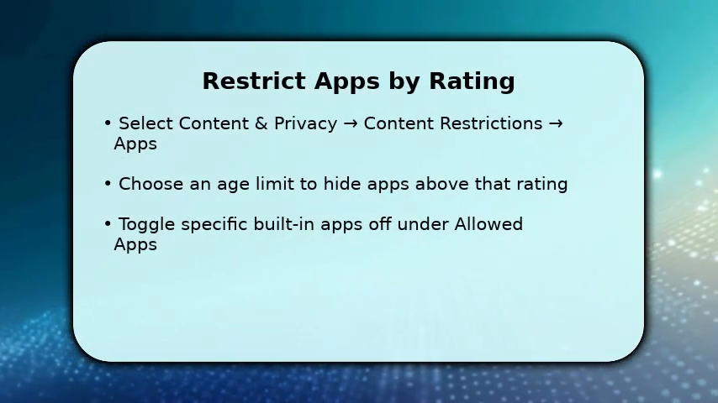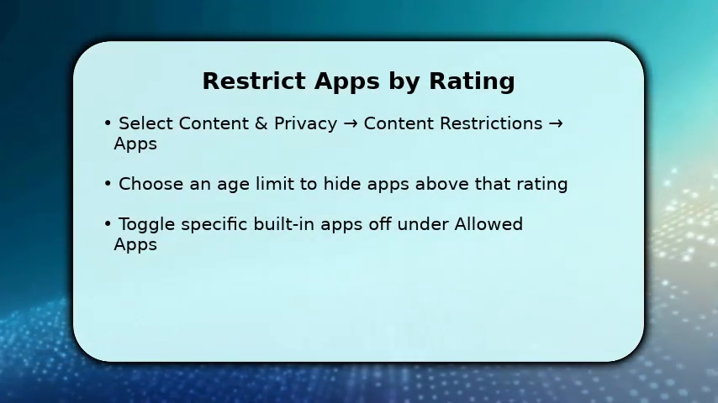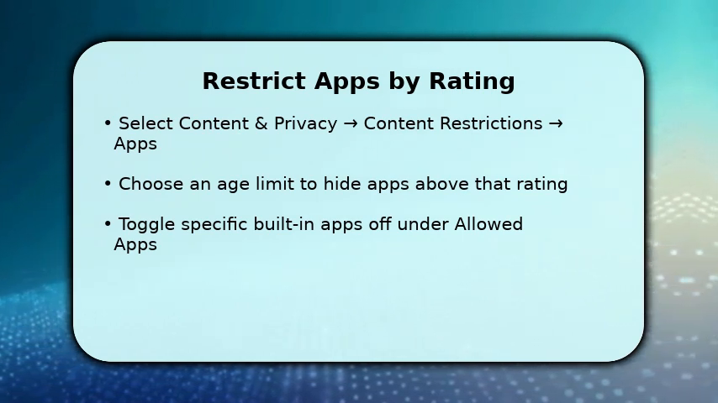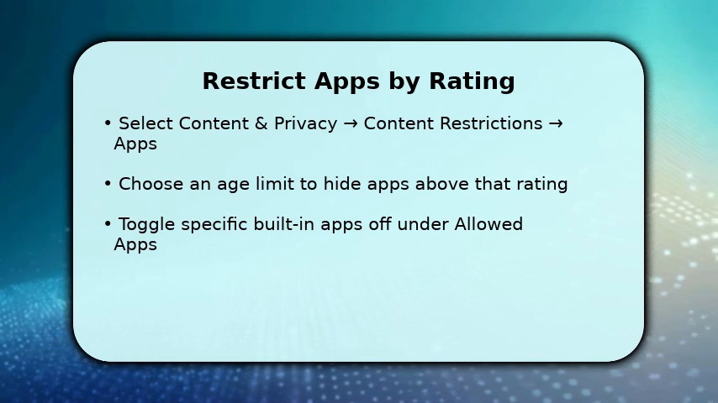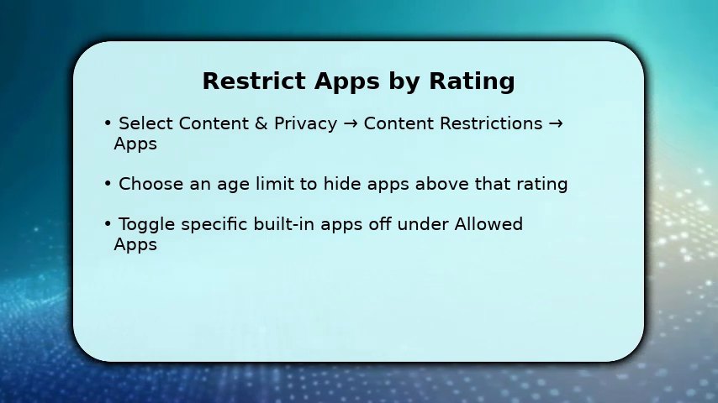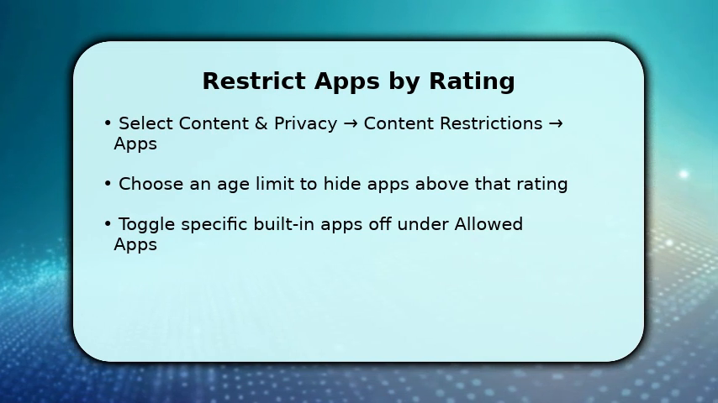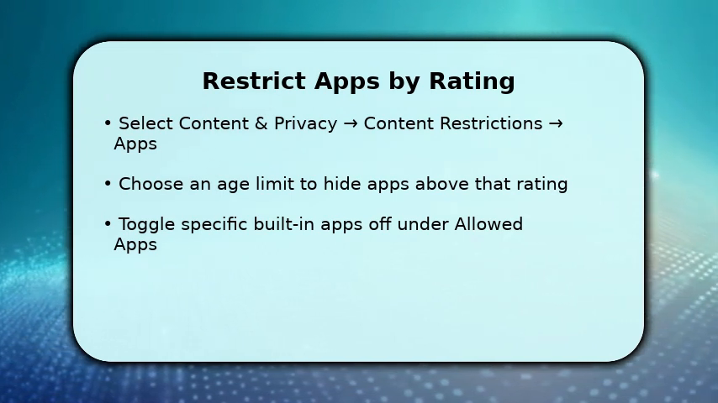Next, tap Content Restrictions and choose apps to apply an age-based filter. Selecting 12 plus or 9 plus immediately hides third-party apps rated above that level. This is how Screen Time hides apps without deleting them. Also visit Allowed Apps to toggle core system apps off if you need them gone from home screens.